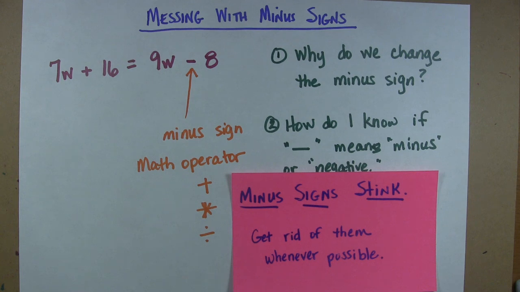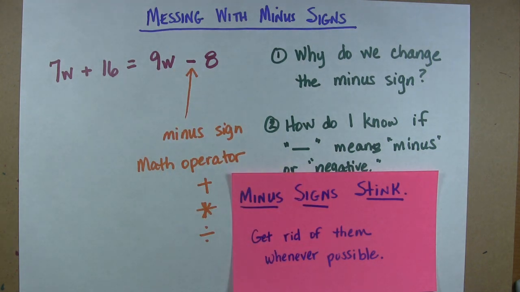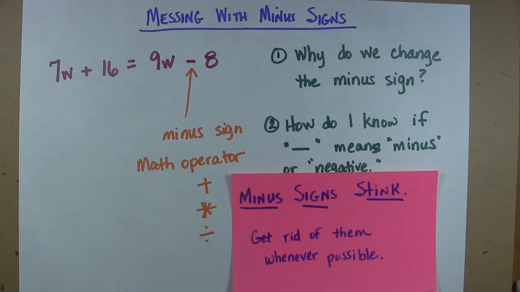Minus signs stink. Get rid of them whenever possible. Yes, minus signs do stink. And the reason that they stink is because we lose track of them. I know you think that you will never lose track of a minus sign, but they are wily little characters and they disappear when doing complicated problems, and it makes your whole answer wrong. So what we're going to do is get rid of minus signs whenever possible. That will just make the entire problem easier.